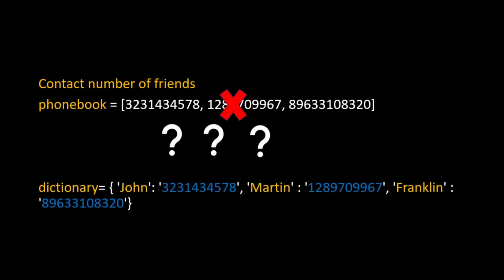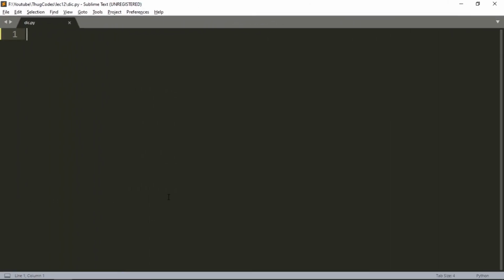We can save the whole phone book in a dictionary, like John is a key and contact number is its value. Similarly, Martin is a key and its value is its contact number, and same goes with Franklin. So we can save the contact numbers along with the names as keys and values in a dictionary. So let's play with a dictionary. So let's make a dictionary first. Dictionary is always represented by braces.